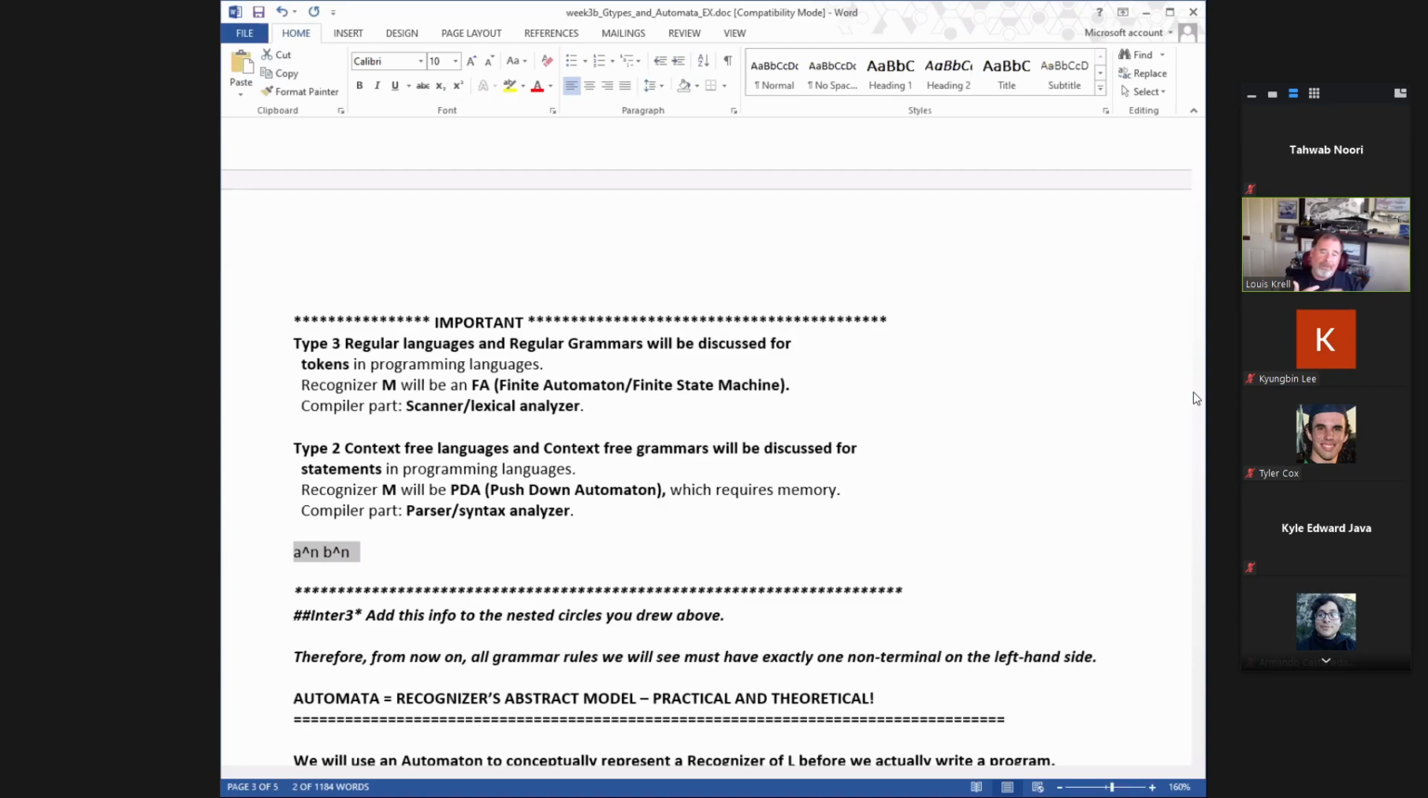You can do it with a context-free language, with a push-down automaton, because it has the memory that's going to allow you to count how many A's you have, and then you'll be able to see if you have the same number of B's. Okay, so throughout the semester, we're really going to beat on A to the N, B to the N. Again, it is a context-free grammar, not a regular grammar.